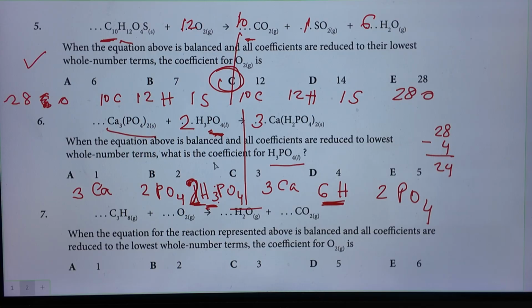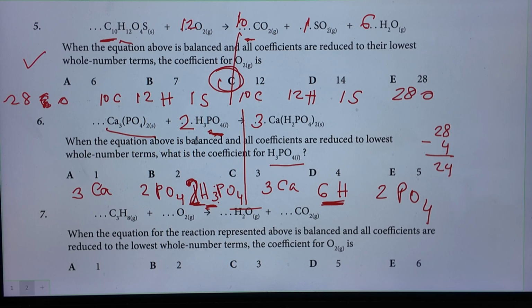That balances? Reduced to lowest whole number terms. Yeah, we have 3. No, I think I made a mistake. Ca, we have 3 of these. PO4, we have 2 of them. So we have 3 of these, we have 2 PO4s, and we have 2 H3PO4s, right?